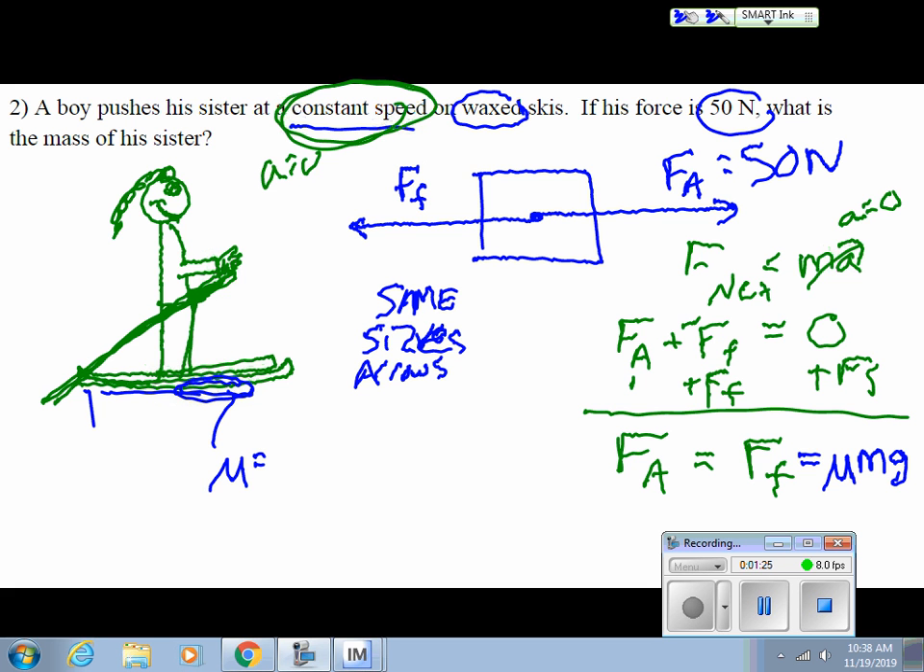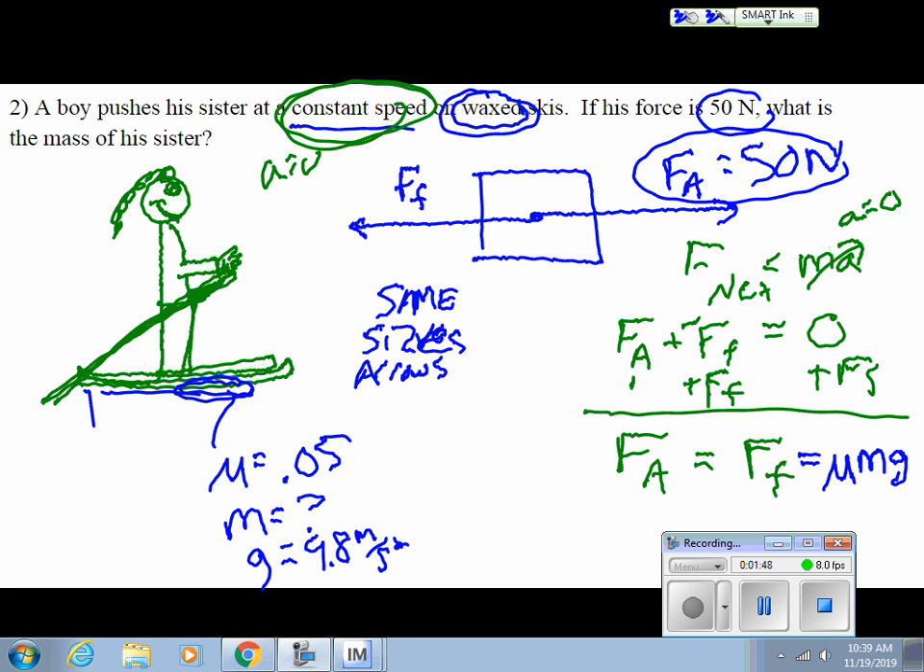Mu is supposed to be wax on wax skis. So mu should be 0.05. Mass, we don't know what her mass is, but we know gravity is 9.8 meters per second squared. And what is F of F? So my force applied is my 50. I put here force applied.